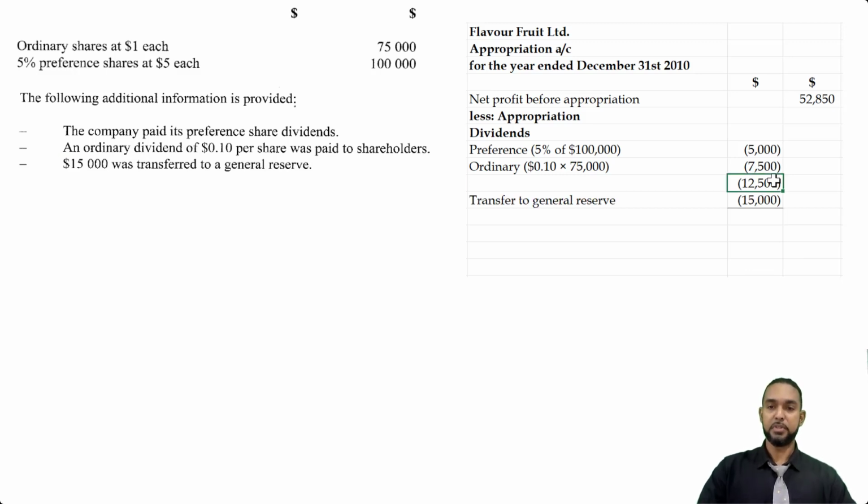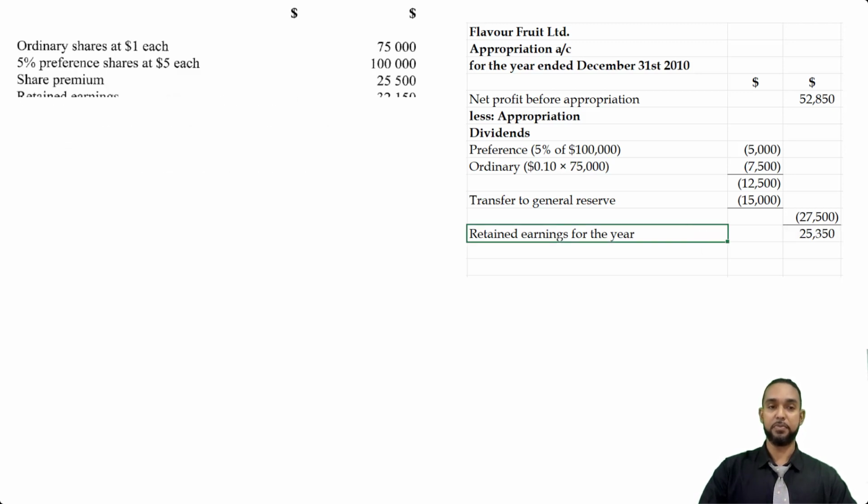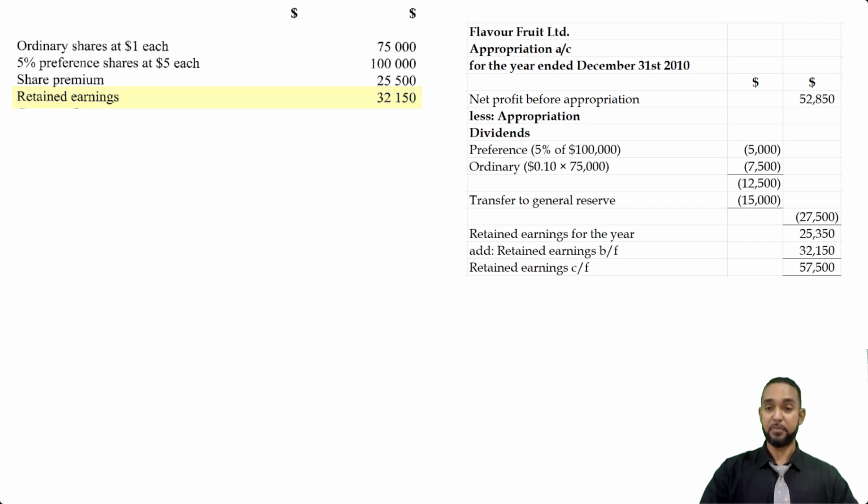And all we have to do is add up those two totals, the subtotal for dividends and the general reserve transfer, to get a total appropriation of $27,500, which when subtracted from the net profit before appropriation gives us $23,350. Well, that's the retained earnings for the year. And in the trial balance, don't forget, we have a retained earnings balance brought forward of $32,150. So we need to add that here. And that's now going to give us a retained earnings balance carried forward of $57,500.